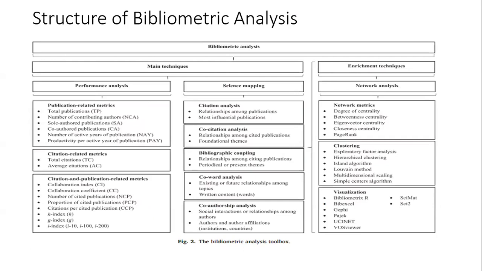Right. So the structure of bibliometric analysis. Here is the structure of bibliometric analysis. And I would like to acknowledge the work by Donthu et al. It's very important that I acknowledge this because I have not written the acknowledgement on the slide. So let me start by acknowledging again the work by Donthu. This is their conceptualization of the structure of bibliometric analysis, which says that on the left side you've got main techniques, then on the right side we've got enrichment techniques.